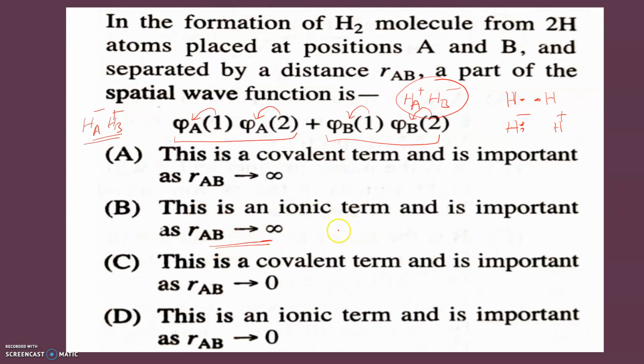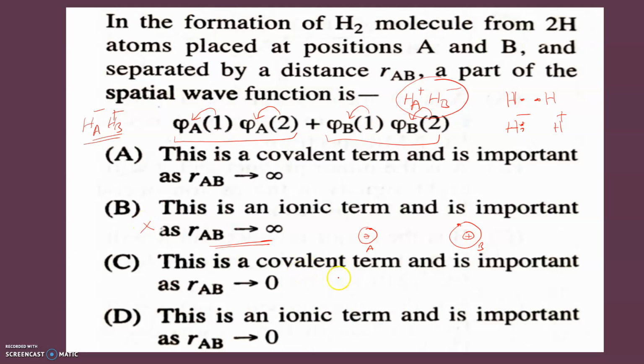Listen, when the distance between the two atoms approaches infinity, what will happen? Electron 1 remains with nucleus A and electron 2 remains with nucleus B. We can say it like this, right? So when the distance between the two atoms is infinite, electron 1 with nucleus A and electron 2 with nucleus B will remain as such. You will never get any covalent term, no interaction at all. So this is also a wrong option.